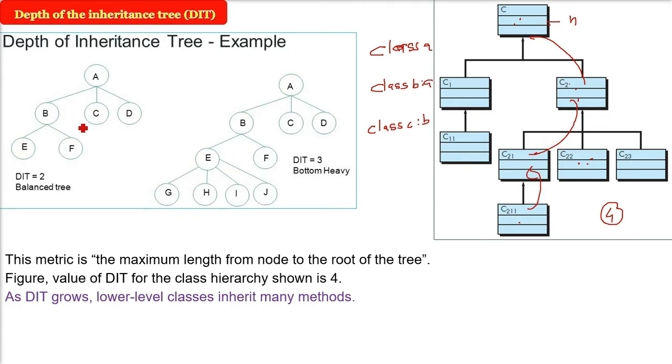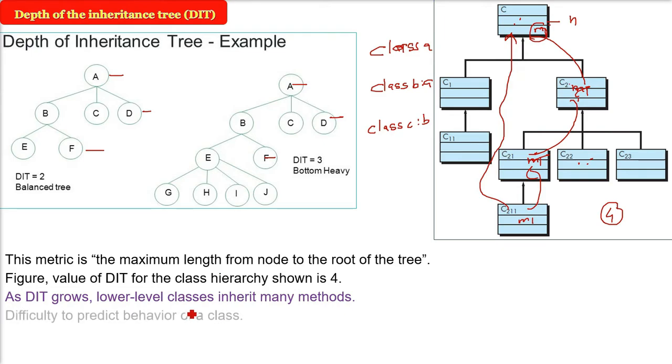As DIT grows, the lower level classes are bound to inherit many methods; C2, C21, C211 will inherit. Now DIT, I am showing, because here you see the bottom is quite heavy. DIT 2, the balanced tree, if you see here. So we want the balanced kind of tree, because we want the inheritance to be up to a limit, should be controllable. So the depth of inheritance tree DIT should not be higher than what we are expecting.